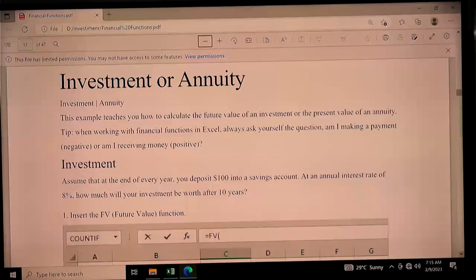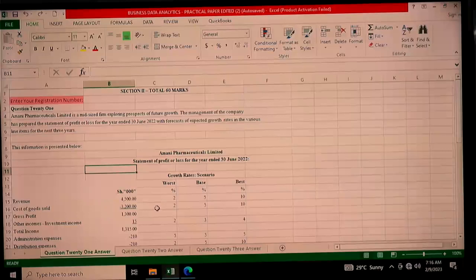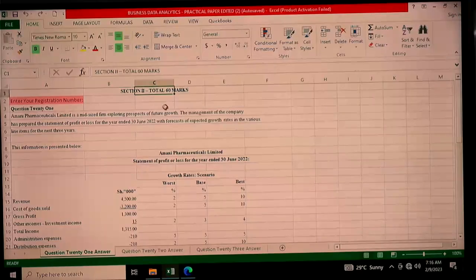So once you log into the examination portal, then section 2 of the questions, you're supposed to download the worksheet. The worksheet that you download will resemble exactly the worksheet I have here. Hope you can see that worksheet. That is, when you log into the examination portal, you are given an option to download the worksheet. That is for section 2.